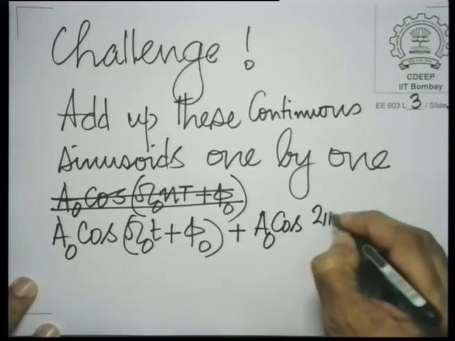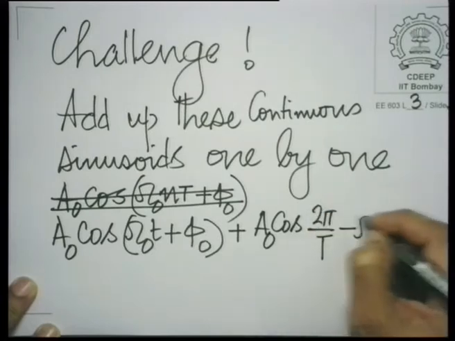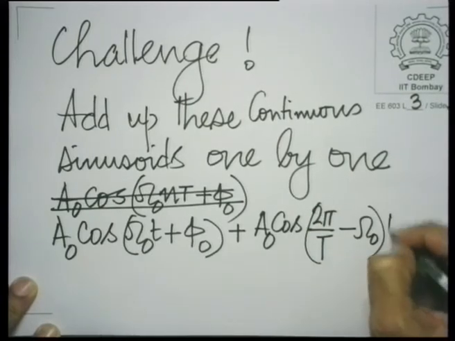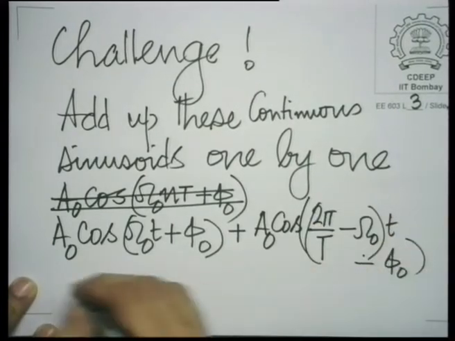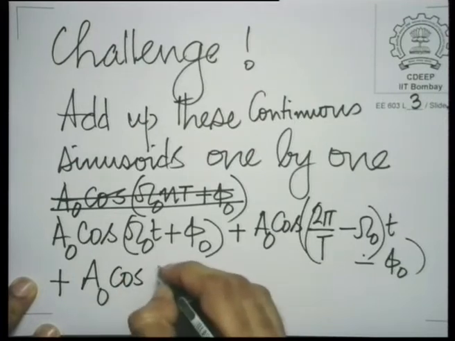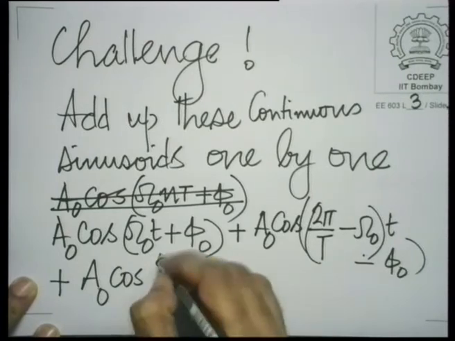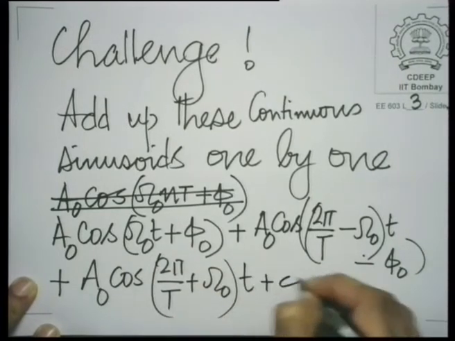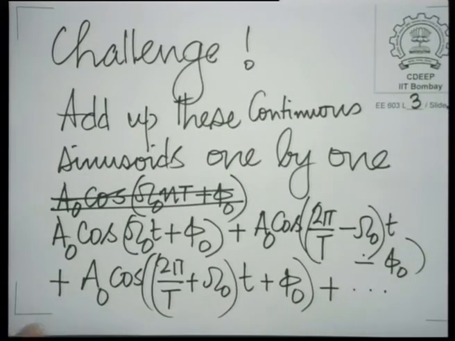So, 2 pi by T as we would have it minus omega naught times t minus phi naught, plus A naught cos of 2 pi by T plus omega naught times t plus phi naught, plus, now what will come next? Let me do it for a few terms for you.